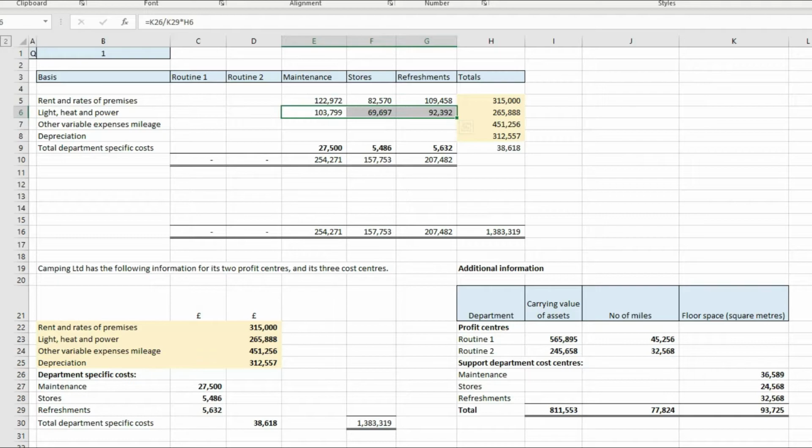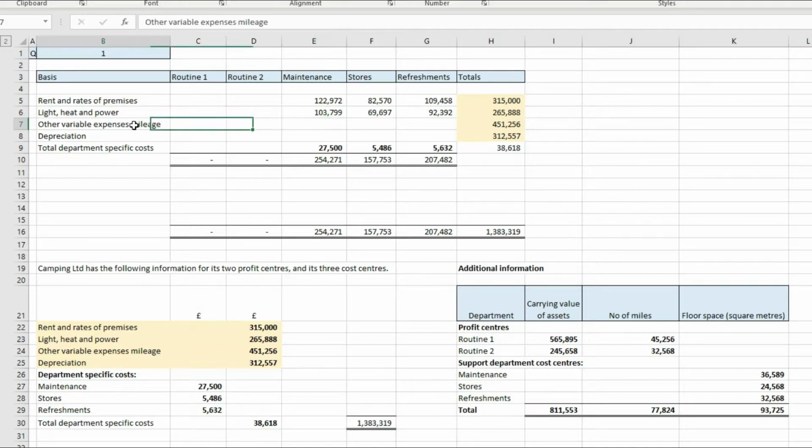Okay, make sure that they are aligned. So yeah, that equals 265,888. So with this one, I was timesing those percentages by the total cost in light, heat and power, which is 265,888.